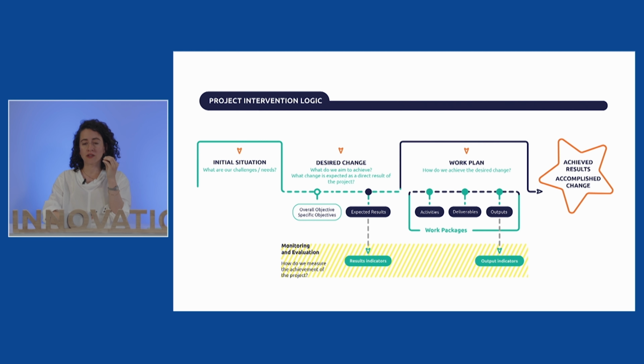So when you will be thinking about what it is that you want to change, this is basically describing your overall objective and your specific objective, and also formulating your expected results. And then the work plan that Romain will further develop later on is all the work packages, the activities and deliverables that you will develop during your project implementation.